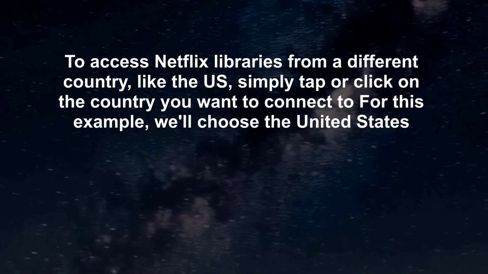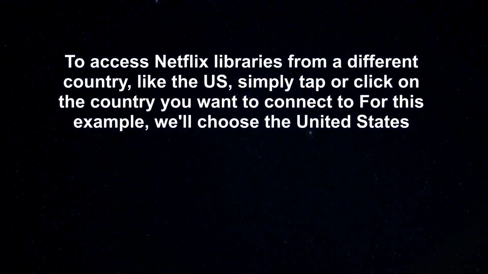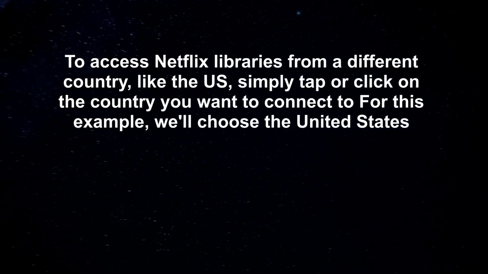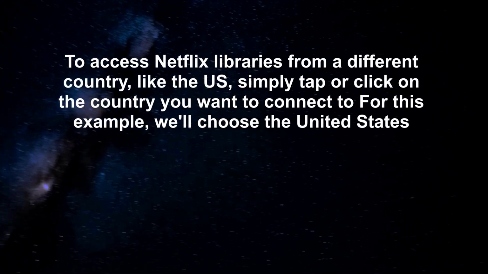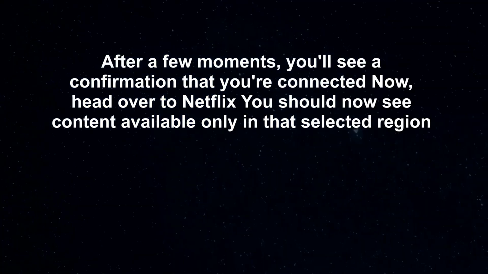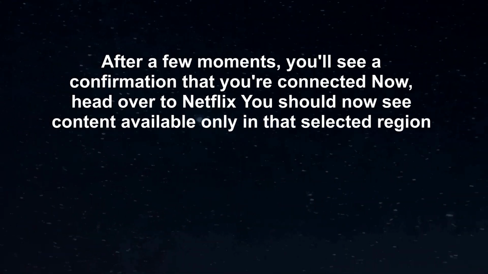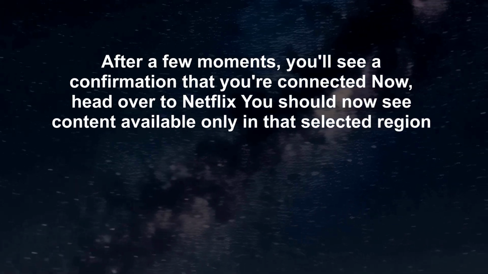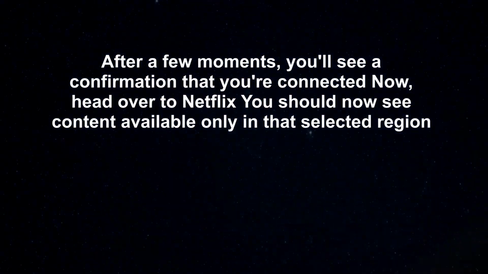To access Netflix libraries from a different country, like the US, simply tap or click on the country you want to connect to. For this example, we'll choose the United States. After a few moments, you'll see a confirmation that you're connected now. Head over to Netflix. You should now see content available only in that selected region.